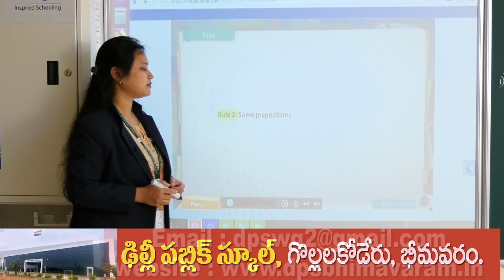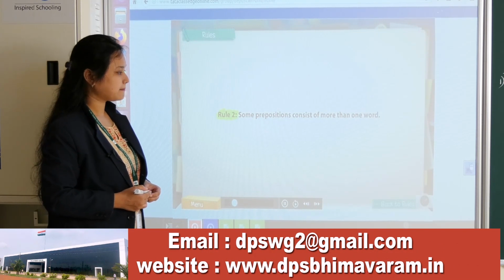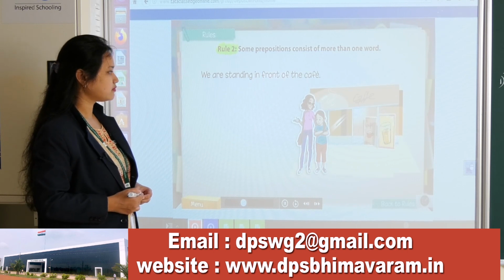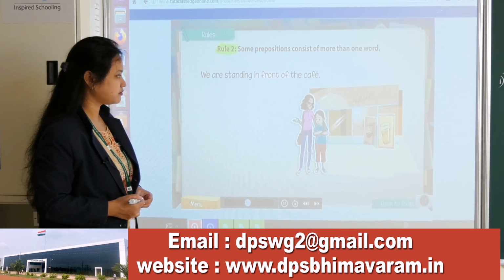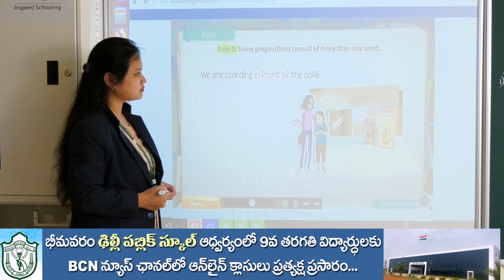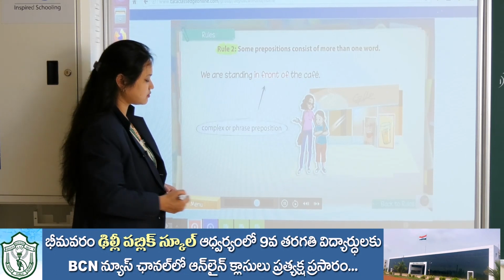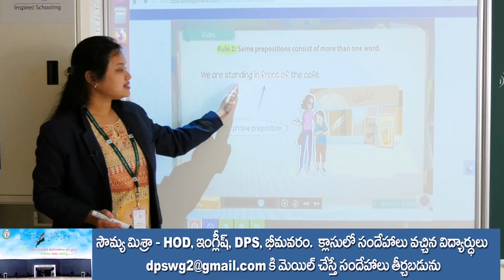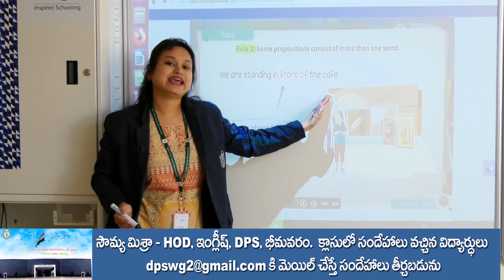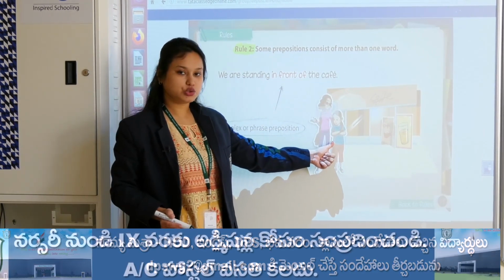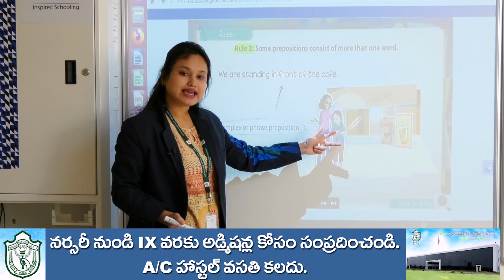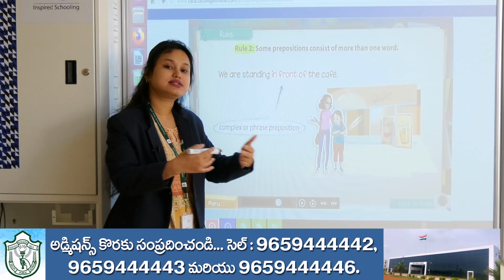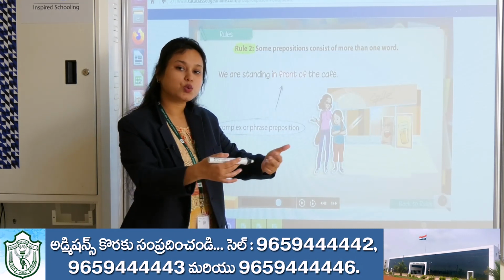Some prepositions consist of more than one word. For instance, in this sentence, in front of is a preposition and consists of more than one word. Such prepositions are called complex or phrase prepositions. So we are standing in front of the cafe. So okay, this mother-daughter duo, they are standing just in front of one cafe. So it is written we are standing in front of the cafe, meaning just in front, one place.